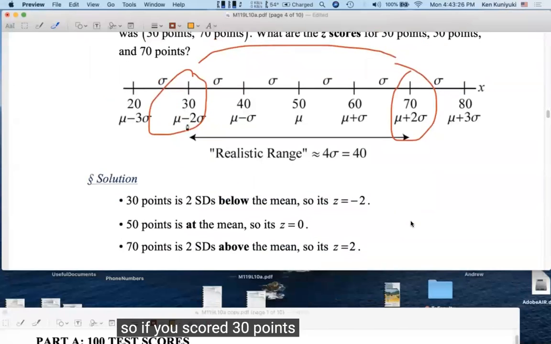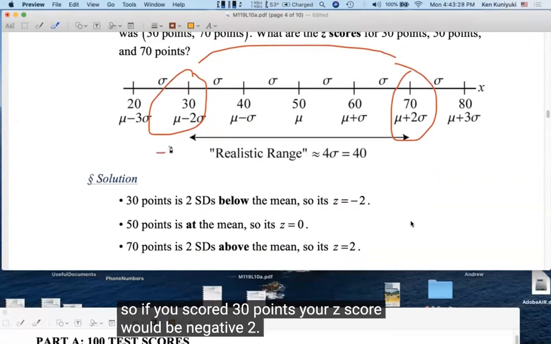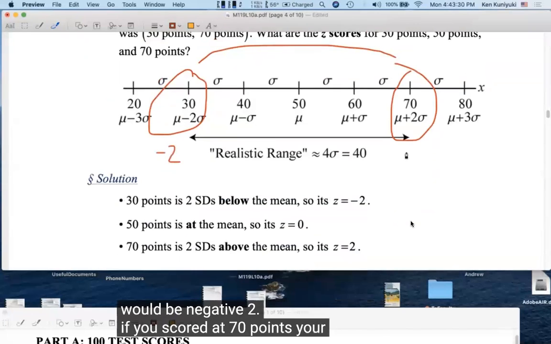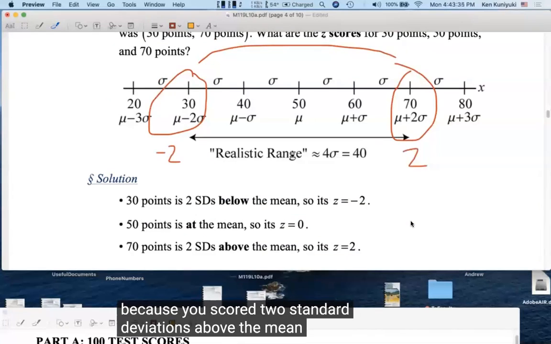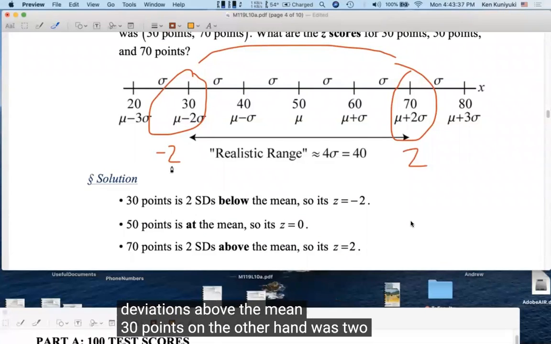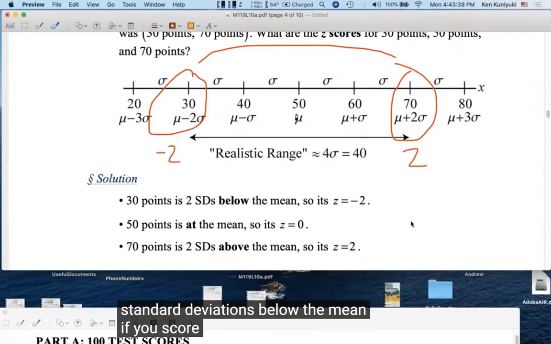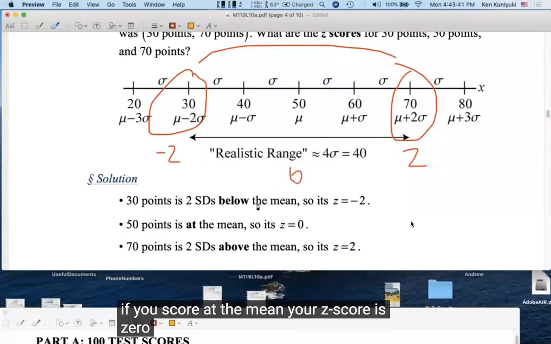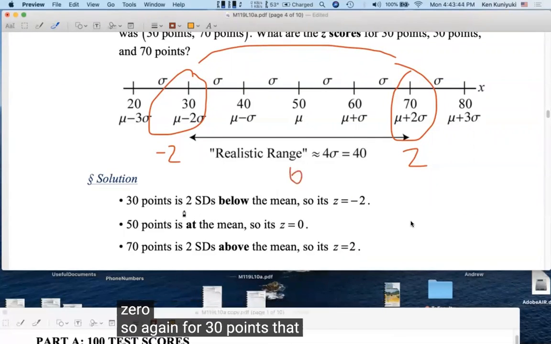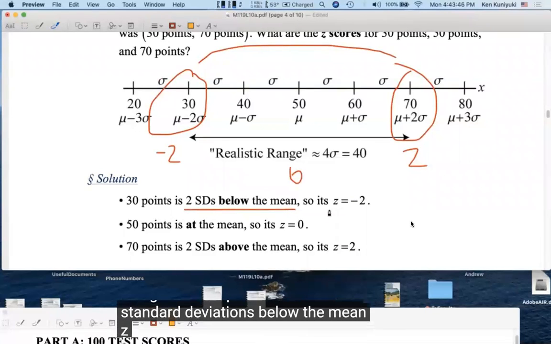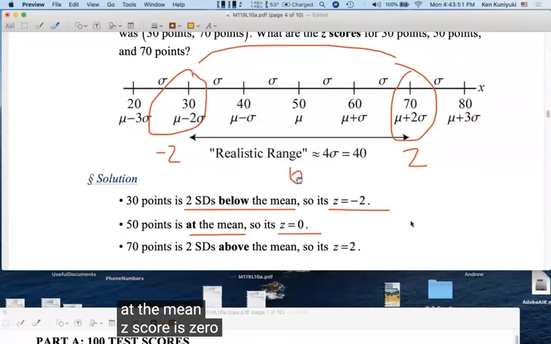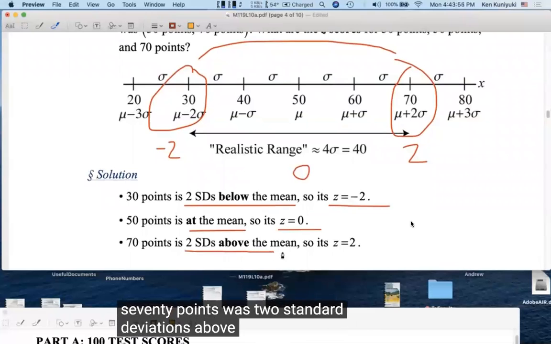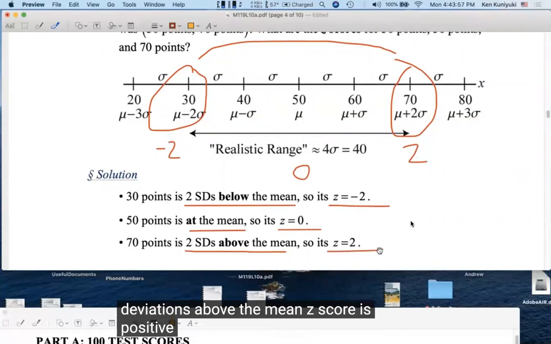So if you scored 30 points, your z-score would be -2. If you scored at 70 points, your z-score would be +2 because you scored 2 standard deviations above the mean. 30 points, on the other hand, was 2 standard deviations below the mean. If you score at the mean, your z-score is 0. So again, for 30 points, z-score is -2. 50 points was at the mean, z-score is 0. 70 points was 2 standard deviations above the mean, z-score is +2.